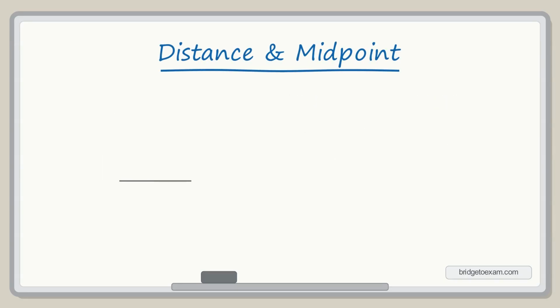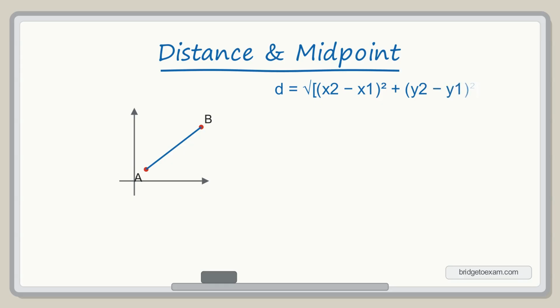On the coordinate plane, 2 formulas do the heavy lifting. Take 2 points, A and B. The distance between them is the square root of the change in x squared plus the change in y squared, which is just the Pythagorean theorem. The midpoint is the average of the x's and the average of the y's.